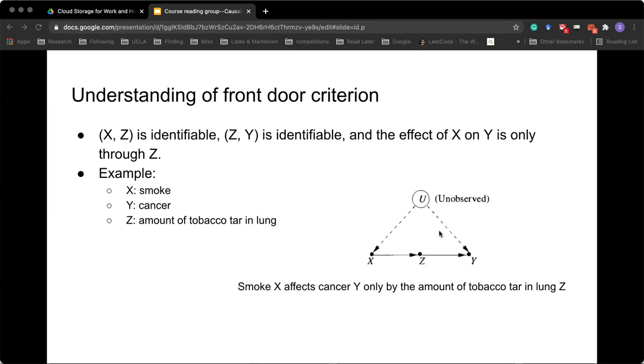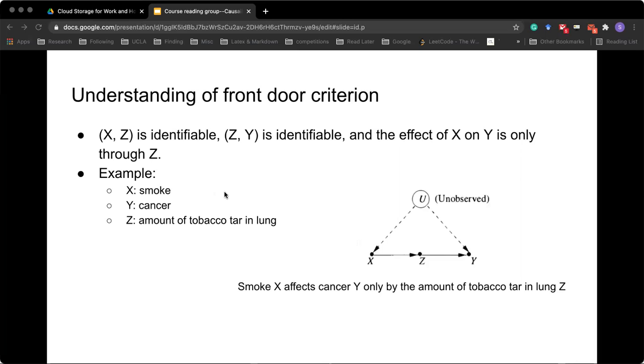And in this causal graph, we know that the only effect X can have on Y is through this variable Z. So the causal effect between X and Z, and between Z and Y, are both identifiable, and the only causal effect X can have on Y is through this Z. So we know that if those two are identifiable, then X to Y is identifiable. But this is just an intuitive way to understand it.